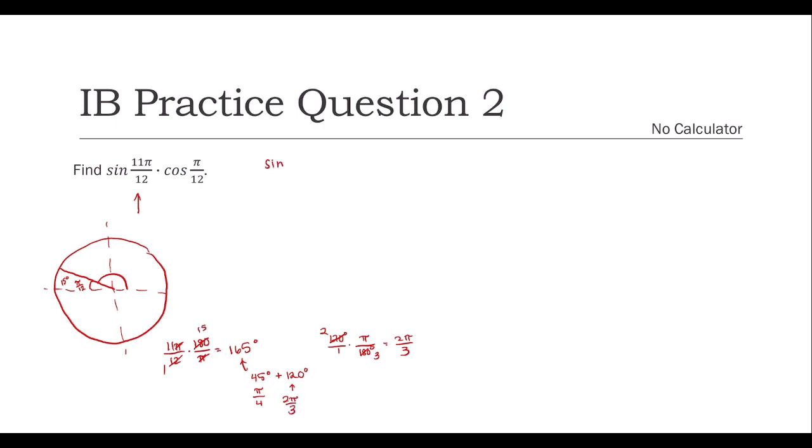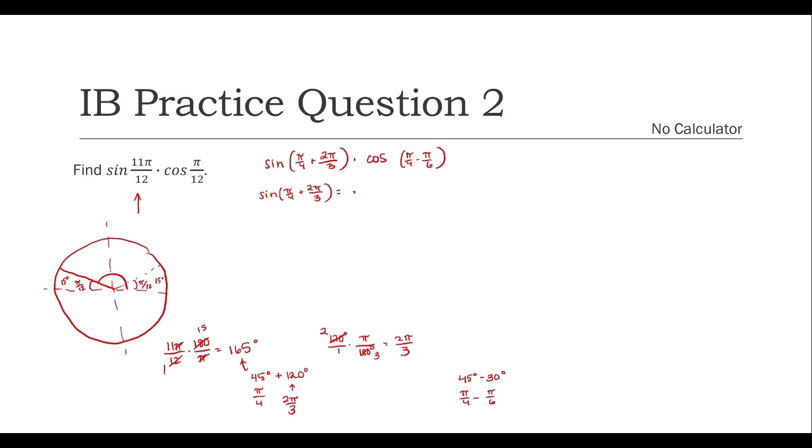So we have the sine of pi over 4 plus 2 pi over 3 times the cosine of pi over 12. So that's going to be this angle here, which is 15 degrees. So 15 degrees is going to be our 45 degrees minus 30 degrees. So pi over 4 minus pi over 6. So our sine of pi over 4 plus 2 pi over 3 equals, we'll use our compound angle identity.